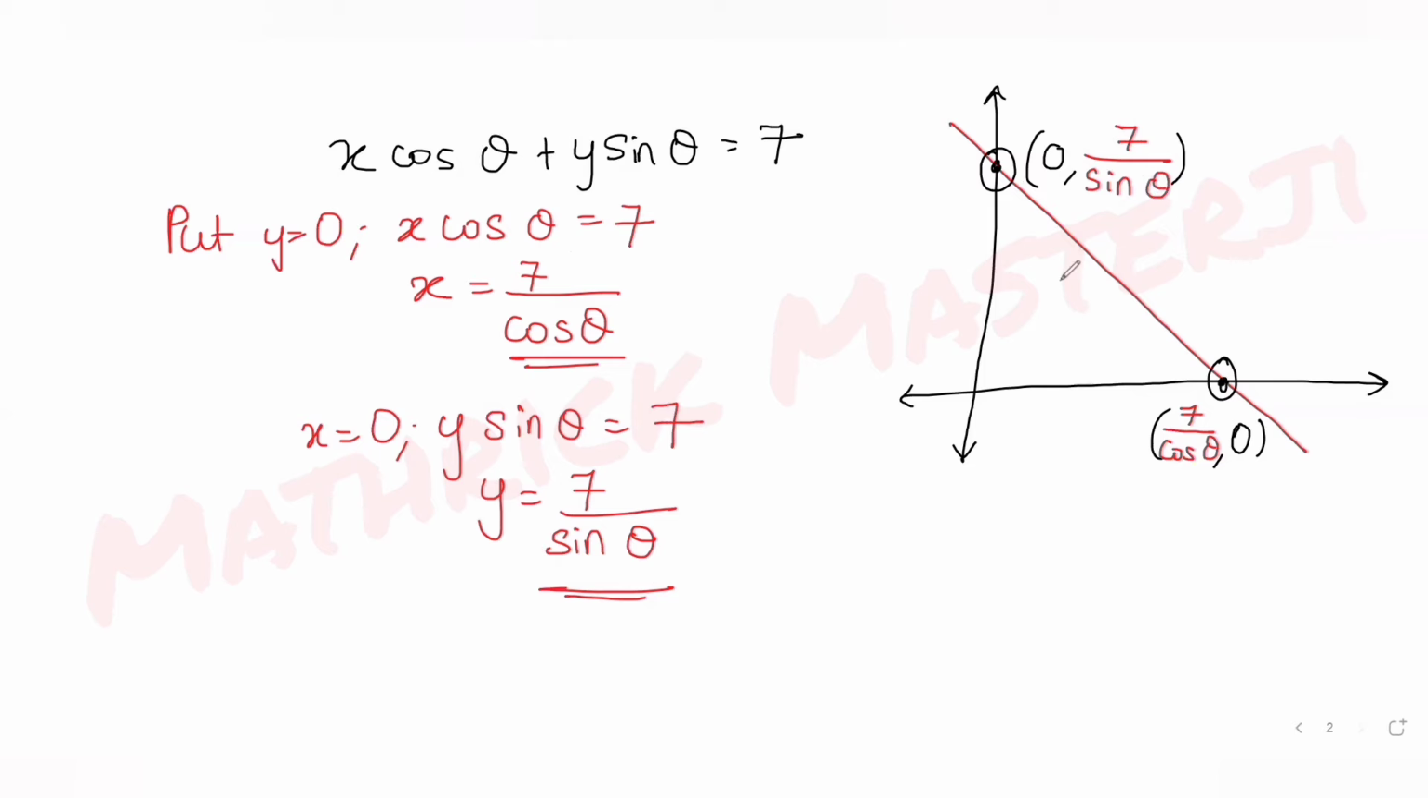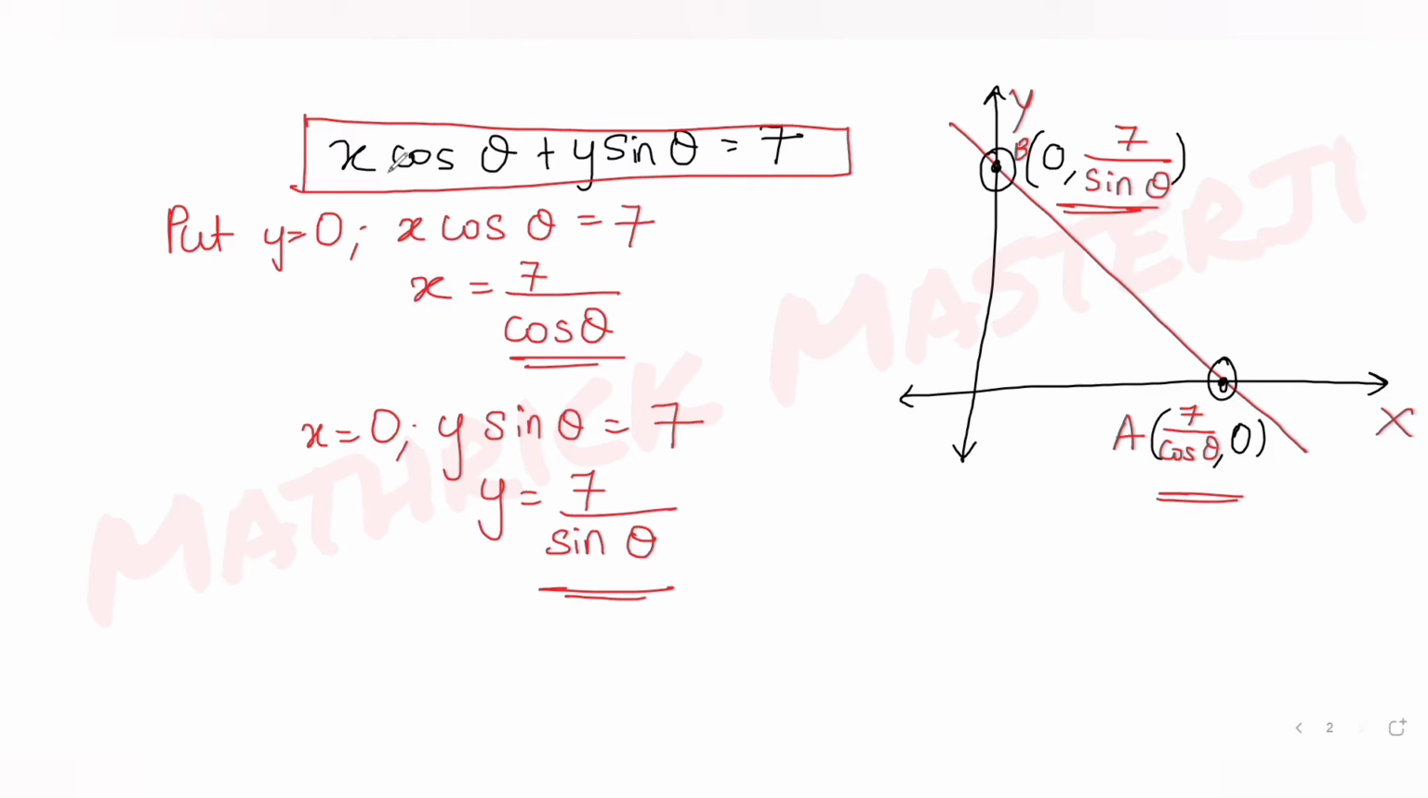Now that I have the x and y intercepts, I have two coordinates where this line intersects the x and y axes. Let's say this is point A and this is point B. These two points lie on the line x cos theta plus y sin theta equals 7. We have been asked to find the locus of the curve traced by the midpoints of the line segments, so let's find the midpoint coordinates of A and B.